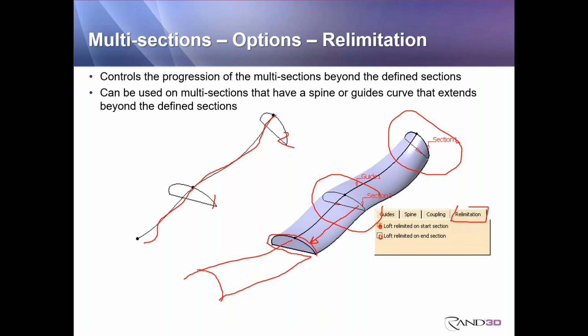Now, what will happen is this last defined section right here, it will continue that last defined section out. So it's not actually extrapolating. It's just keeping whatever that original last section was when it creates the geometry. Now, again, if this guide curve was longer at the other end, it extended past over here, then again, I could turn off the relimitation at that end as well. But again, you've got to have a guide curve, or you've got to have a spine that's longer than the actual sections you're trying to blend together.